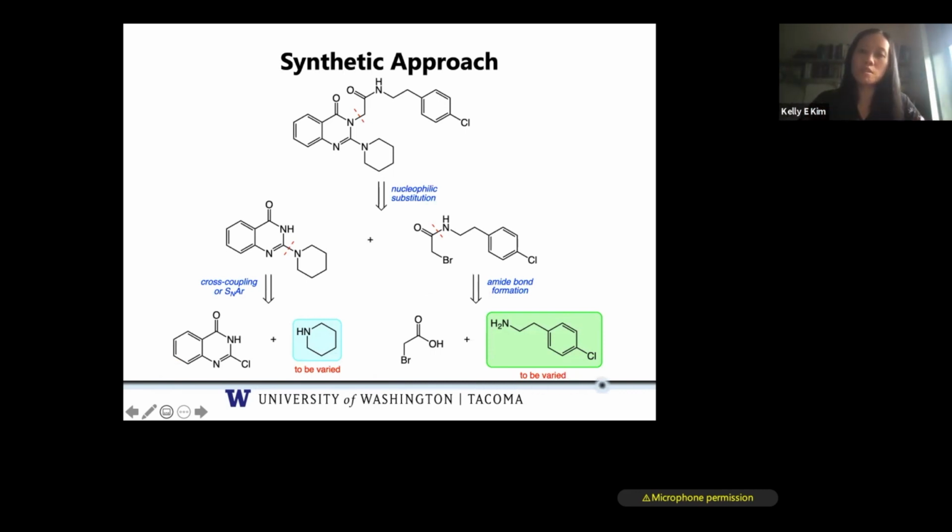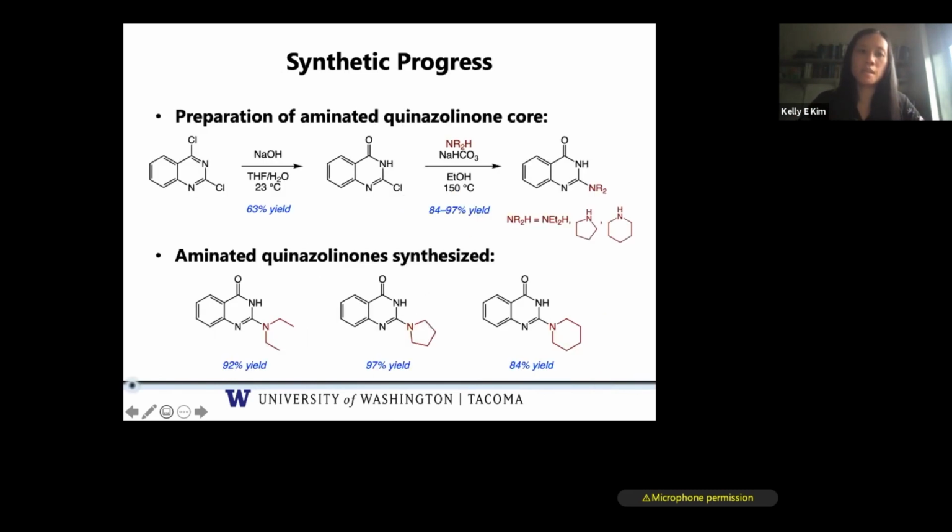So this is the initial synthetic approach we adopted, beginning with the preparation of the chlorinated quinazolinone core, which can then undergo a so-called amination reaction, where you can take an amine functionality that I've highlighted in red, which is the nitrogen-containing group, and if you attach it to the quinazolinone core, you would call that an amination reaction. And so we're able to prepare a number of different aminated quinazolinones shown there.